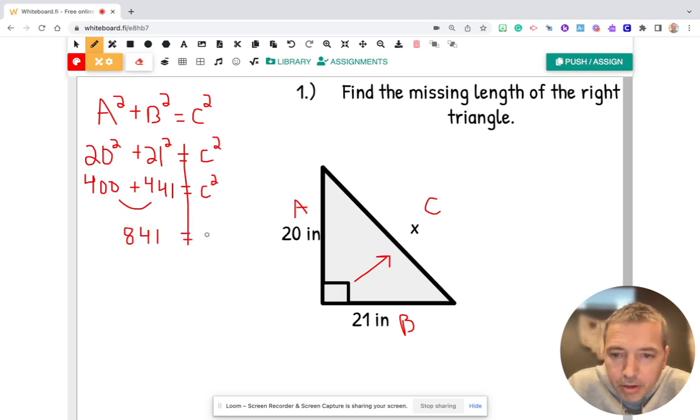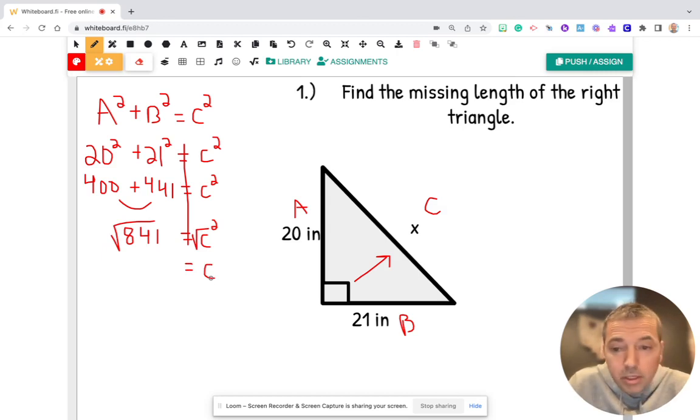And some people think they're done, but that wouldn't make sense, right? If we had sides that were 20 and 21 and then 841, that wouldn't make any sense. To get rid of that squared above the C, we need to take the square root, right? To undo a square, we've got to do the square root. So we've got to take the square root of both sides of the equation. So the square root of c squared is c.